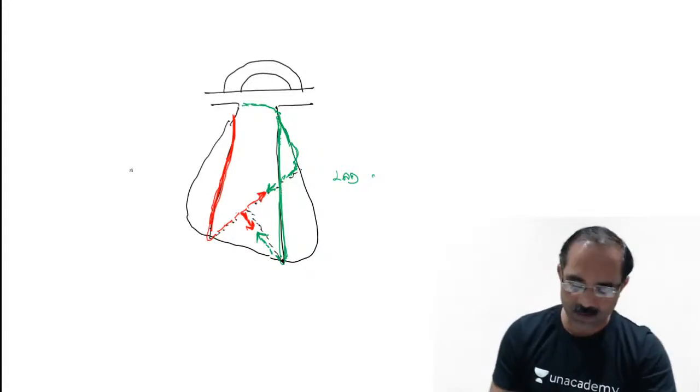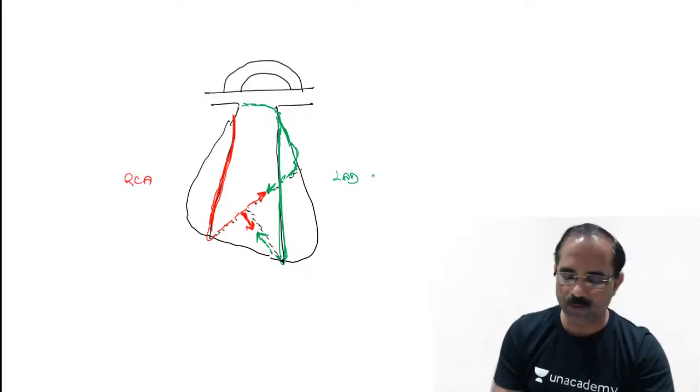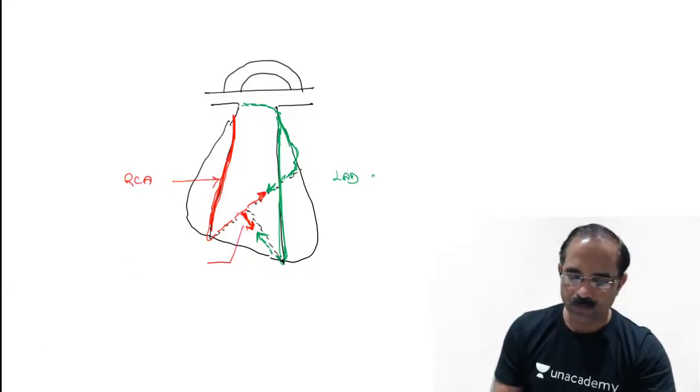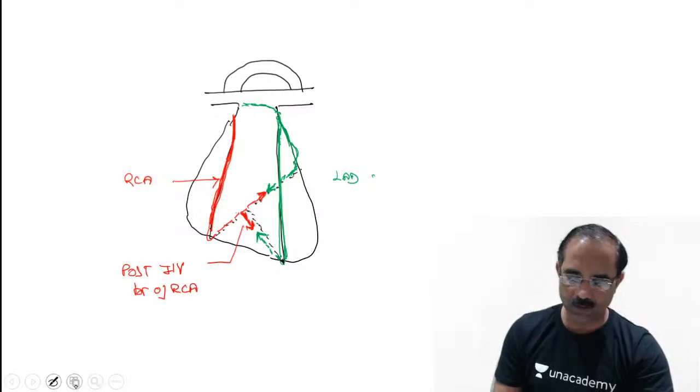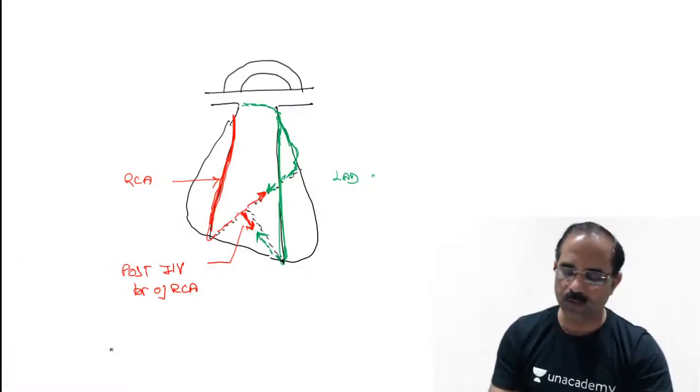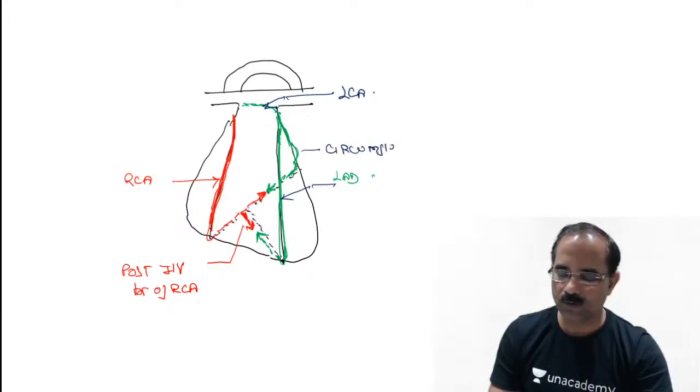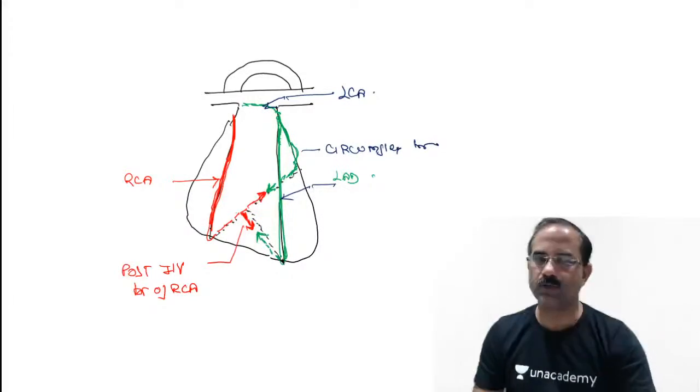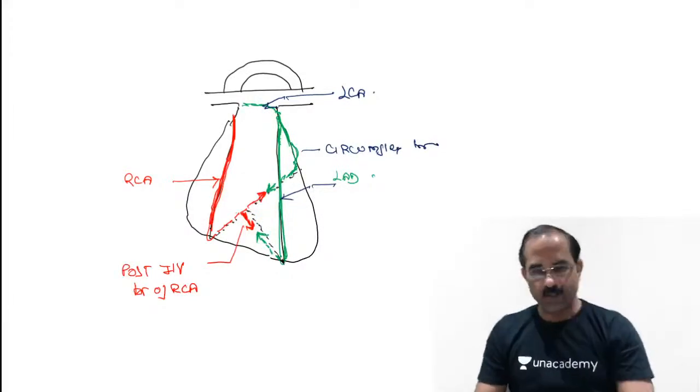Okay, so I'll just quickly label this for you. This is the right coronary artery here. This is the posterior interventricular branch of right coronary artery. This is the left coronary artery. This is the left anterior descending, and this is the circumflex branch. Perfect.